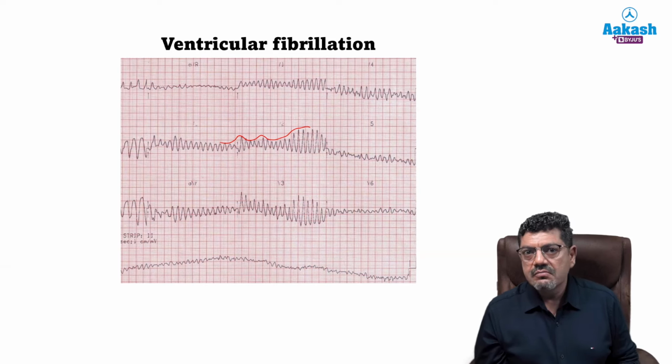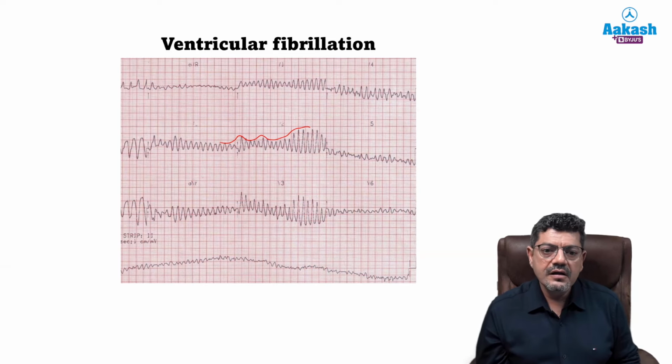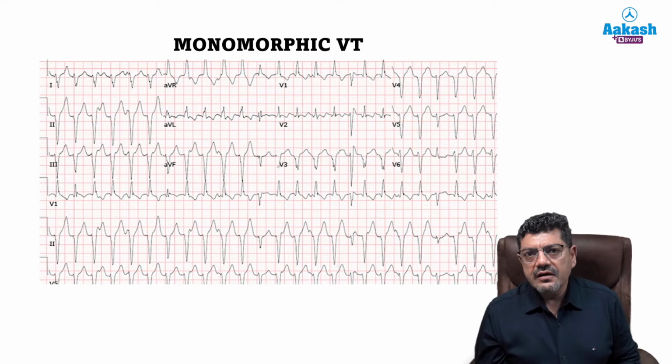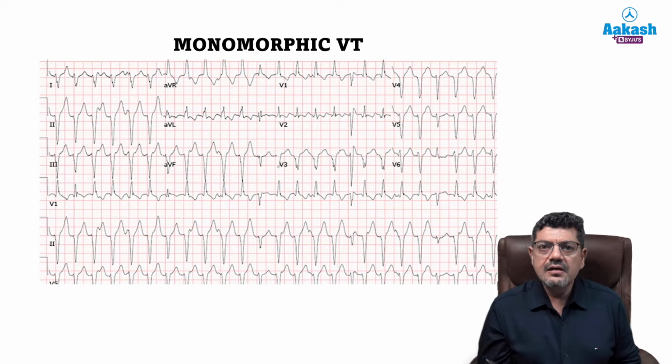Another option was monomorphic ventricular tachycardia, and in monomorphic ventricular tachycardia the QRS will have a single morphology, and you won't see unrecognizable complexes on the ECG. So you see that it's a wide complex tachycardia, and the QRS complexes in one lead are of the same morphology.